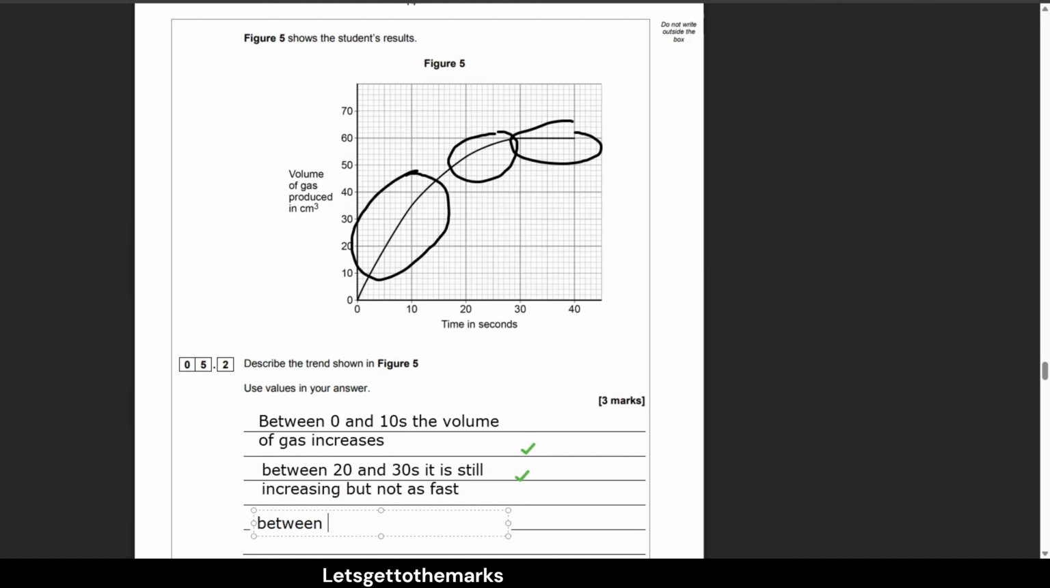So between 30 and 40, no gas is coming off. It is level, plateau, level, whatever. And that's all you've got to say. Say what you see. There's no science needed here. Just describe what you see.